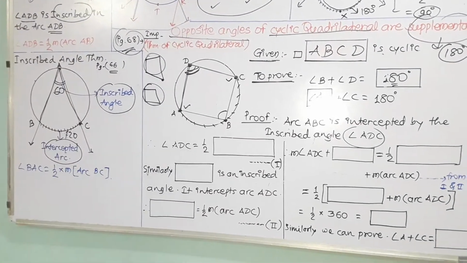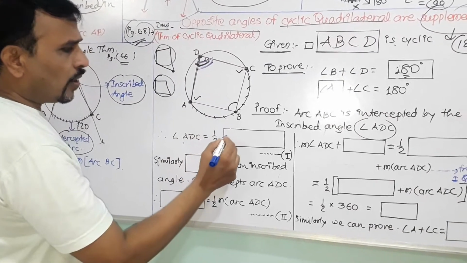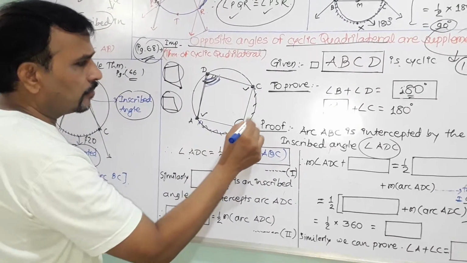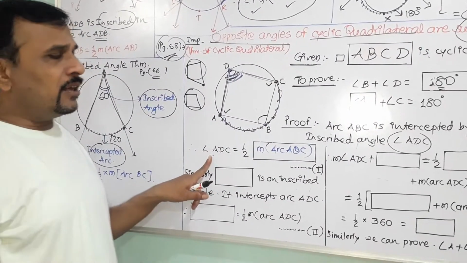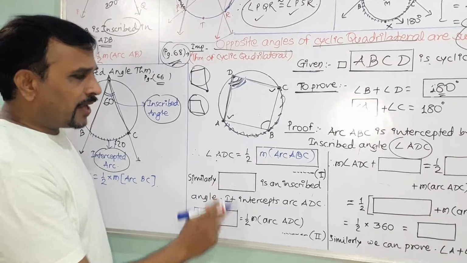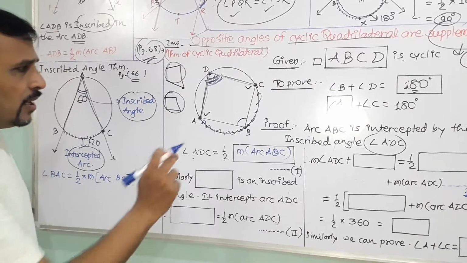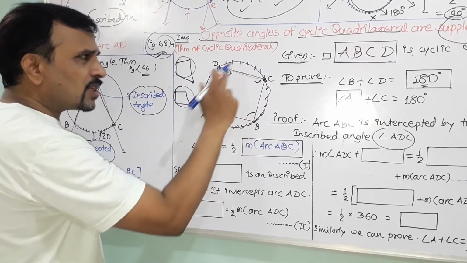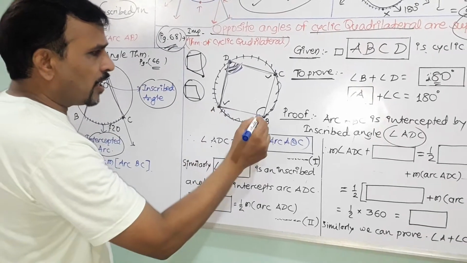So angle ADC is equal to half into major arc ABC. See, I repeat, angle ADC, which is an inscribed angle, is half of major arc ABC. Very simple. In the next fill in the blanks, similarly, angle dot dot is an inscribed angle, it intercepts arc ADC. See, arc ADC is there this way. According to this arc, angle ABC.